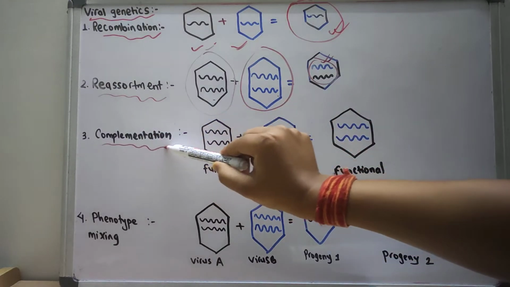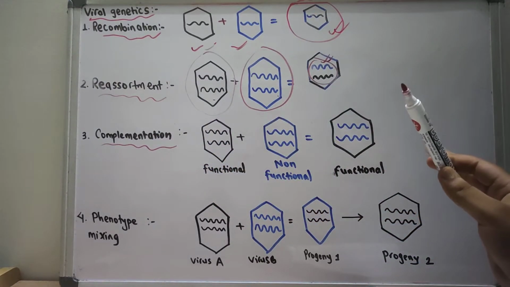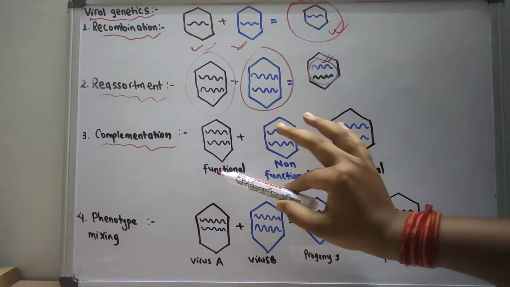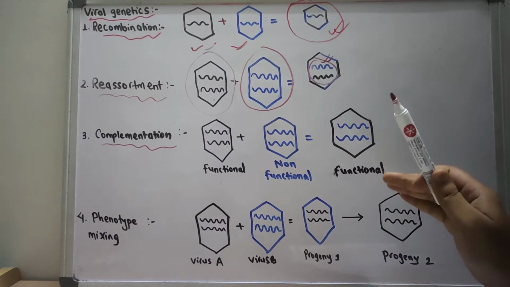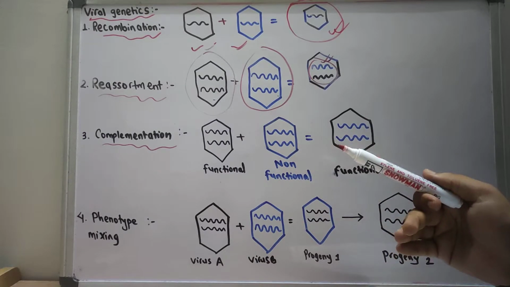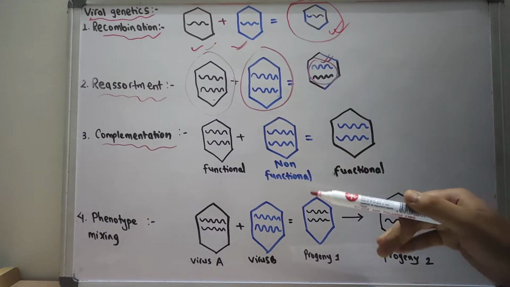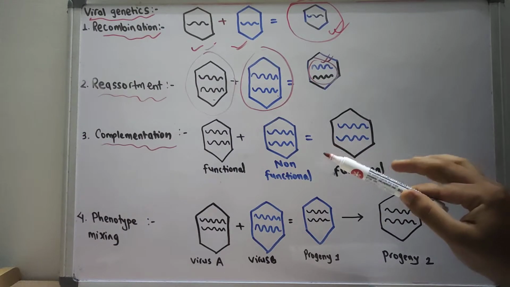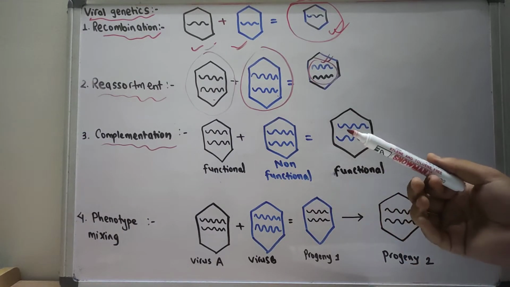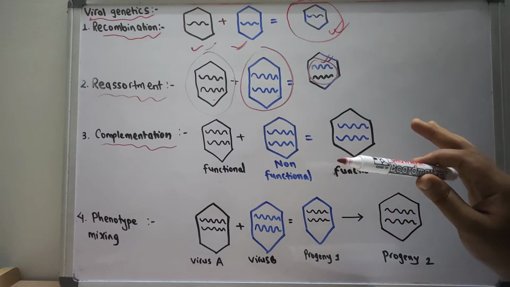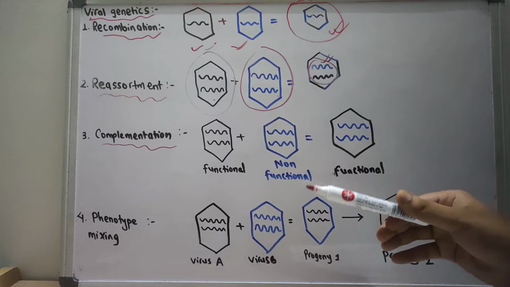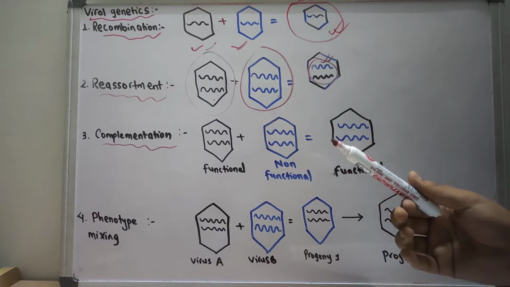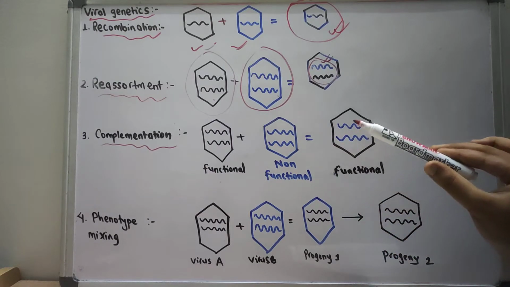Now let us discuss complementation. There are two viruses: one is a functional virus and the other is a non-functional virus. That means when one of two viruses that infect the cell has a mutation that results in a non-functional protein, the non-mutated virus complements the mutated one by making the functional protein that serves both viruses. For example, hepatitis D virus requires the presence of replicating hepatitis B virus to supply the hepatitis B surface antigen, the envelope protein for the hepatitis D virus.